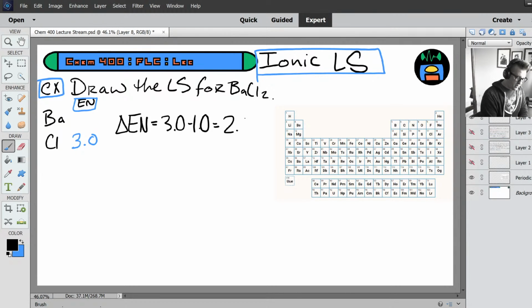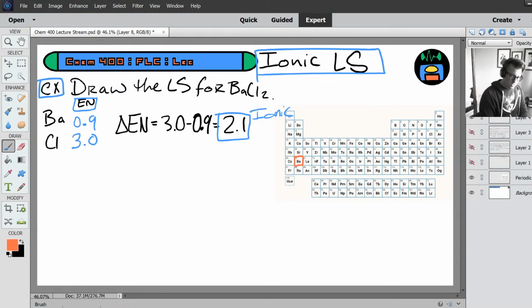All right, barium's electronegativity is 0.9. The reason why I had to change it is because technically calcium chloride does not form an ionic bond according to electronegativity. So our difference in electronegativity is 2.1, which makes this an ionic bond.